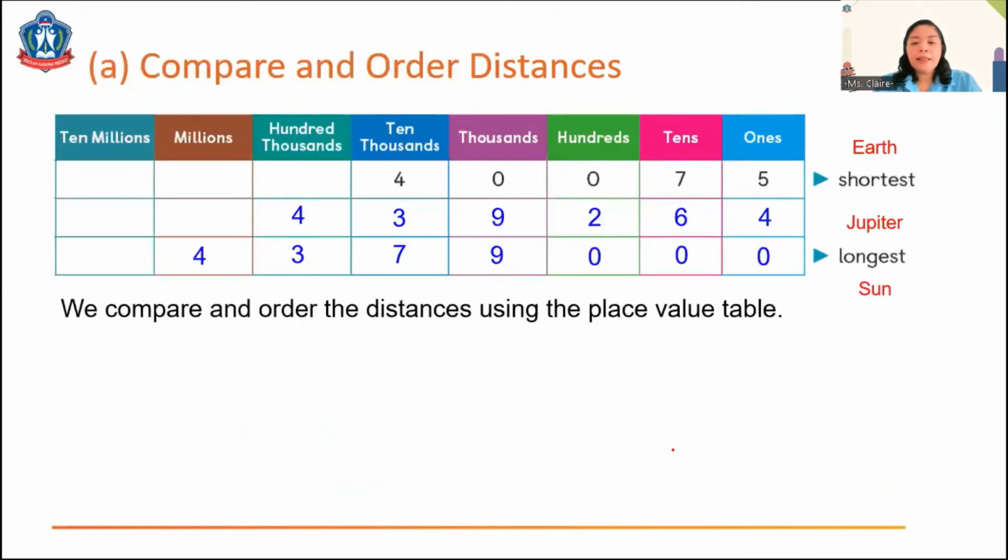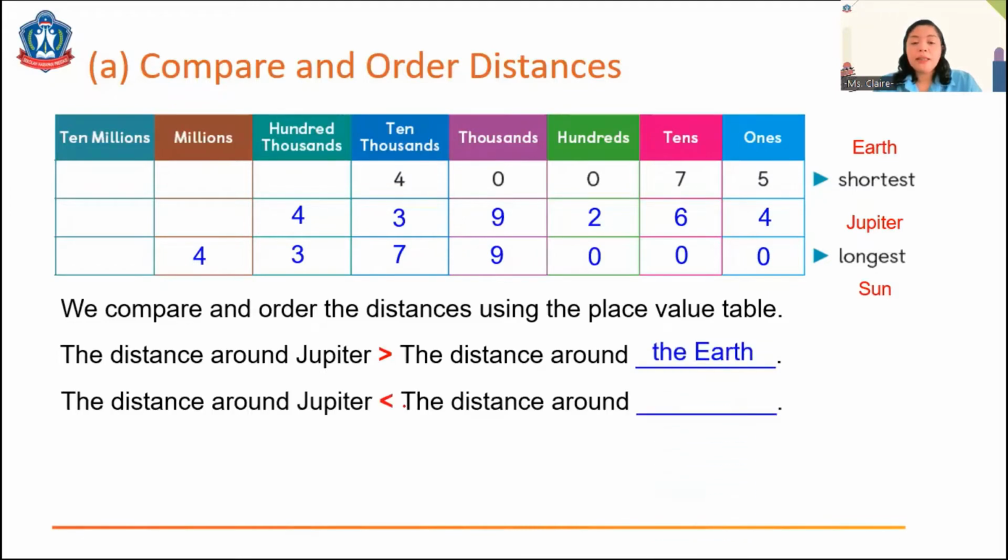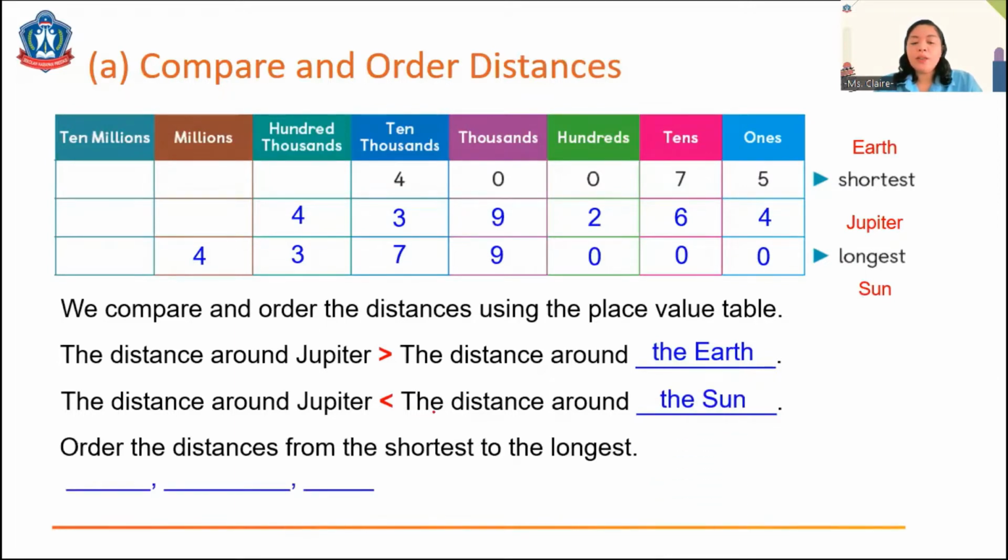So let's answer this. The distance around Jupiter is greater than the distance around the Earth. However, the distance around Jupiter is less than the distance around the Sun. So if we are going to order the distances from the shortest to the longest, it is the Earth, followed by Jupiter, and then the Sun, which is the longest distance. So this is how to compare and order distances or numbers, children.